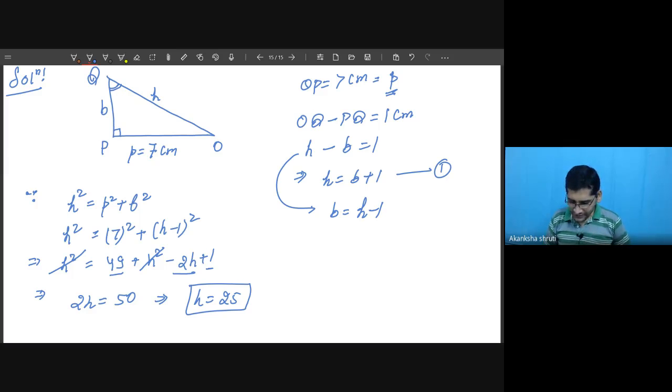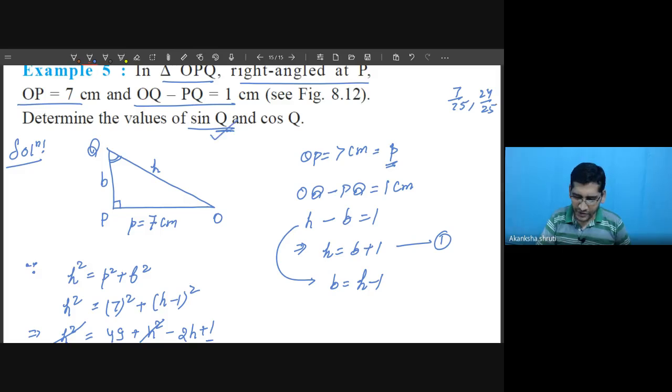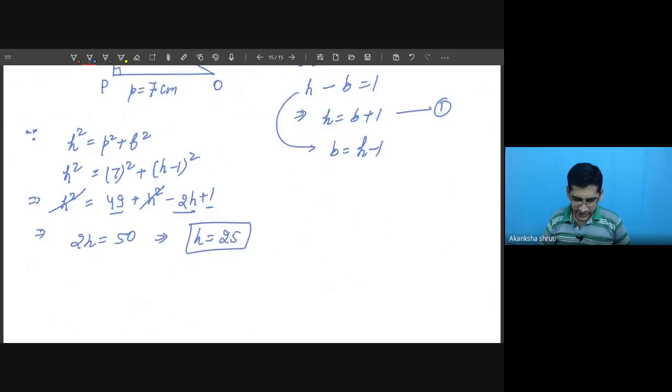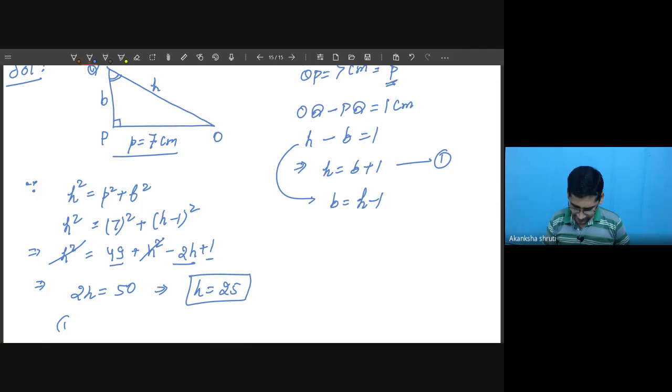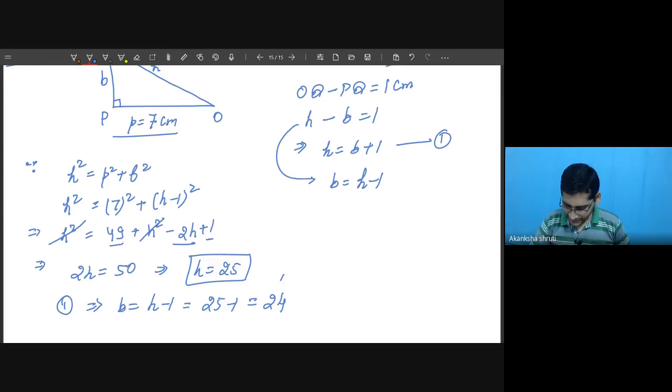Okay, student. After obtaining this H, what do we need? We need sine of Q and cos of Q. So this way, we have the value of P, the value of H, and the B can be calculated by using 1. So 1 can give us the B value as H minus 1. So it is 25 minus 1, which is 24. So you can write all three at one place. H we got as 25, B we got as 24, and P was already given, it was 7 centimeter. Use the unit also.